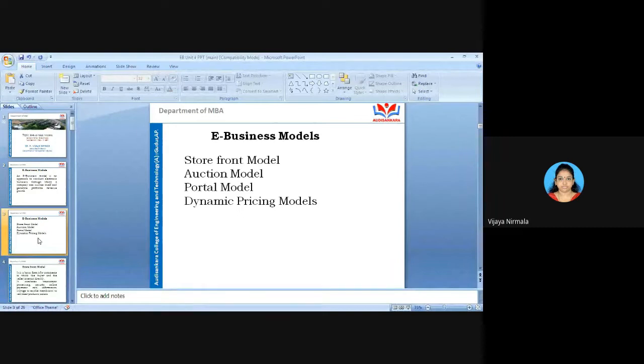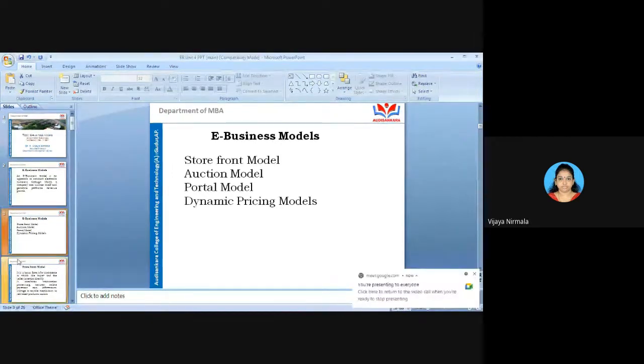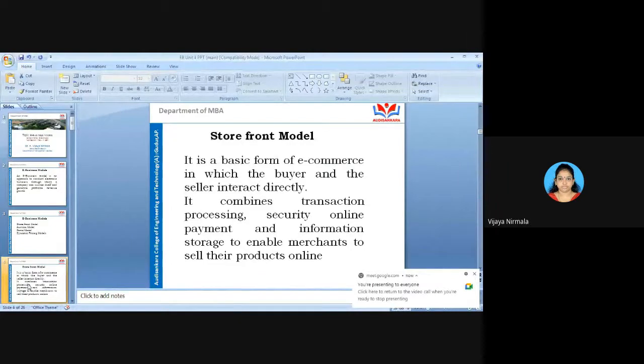Let us discuss in the next session the models of e-business. These are some of the models we use in e-business. One is the storefront model. The other one is the auction model. The next one, portal model. And the last one, dynamic pricing model. These are some of the models that we have discussed in e-business. Now let us see in detail about these models.